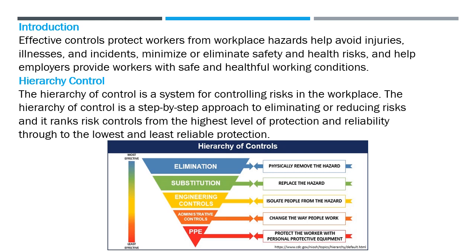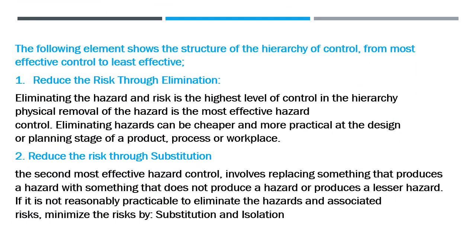Hierarchy of control. The hierarchy of control is a system for controlling risks in the workplace. It is a step-by-step approach to eliminating or reducing risks, and it ranks risk controls from the highest level of protection and reliability through to the lowest and least reliable protection. The following element shows the structure of the hierarchy of control, from most effective control to least effective.